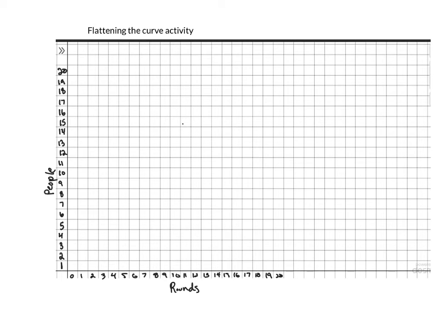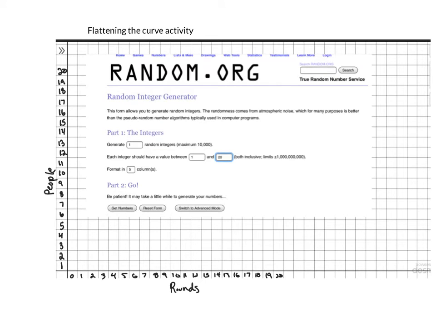To simulate this activity, I just used a random number generator. I went to random.org and chose the random integer generator and had it choose a number between 1 and 20. That's going to be my first person who's infected. This is what it'll look like when you interact with the website. I had it choose one random integer, with a value between 1 and 20. As I went through this activity, I just kept hitting the back button, and all I'm changing is how many random numbers I generate. I happened to get patient number 8 as my first random number, so that is my patient 0.